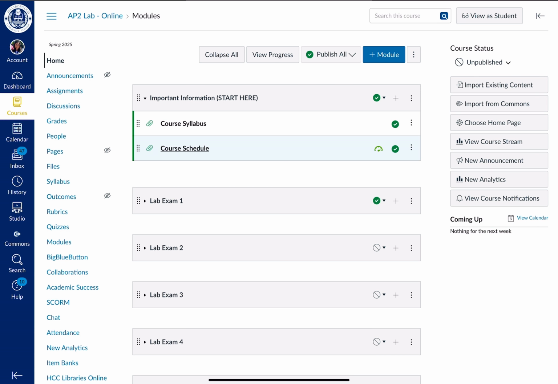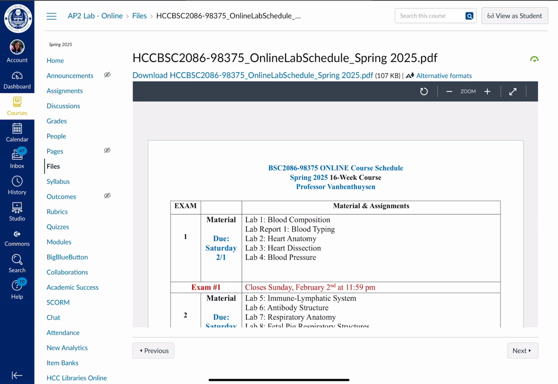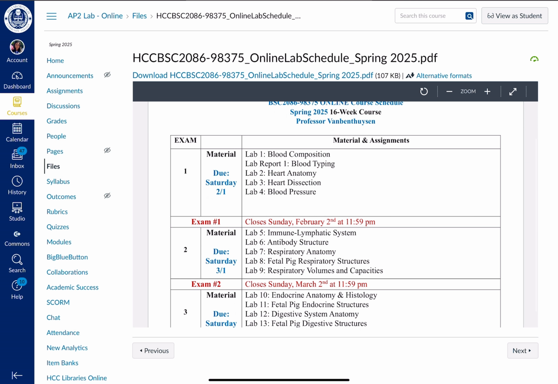So let's take a look at the course schedule and how it's set up. Again, this is more of a self-paced course. I know it's an online course, so many of you are probably working or have families, so this should be beneficial to many of you. Lab exam 1, I already talked about which labs will be covered, 1 through 4, and you do have a lab report. You have from now until February 1st to complete these.